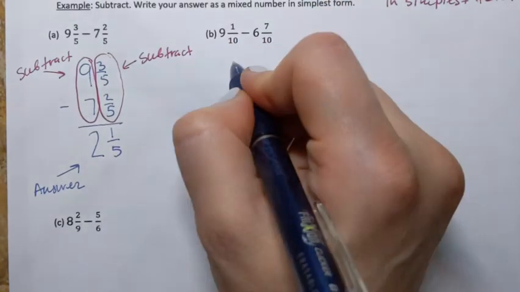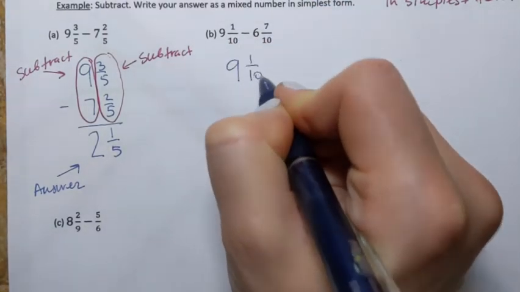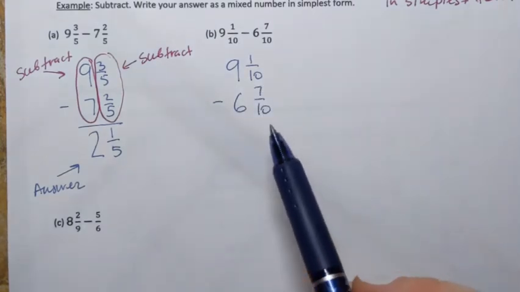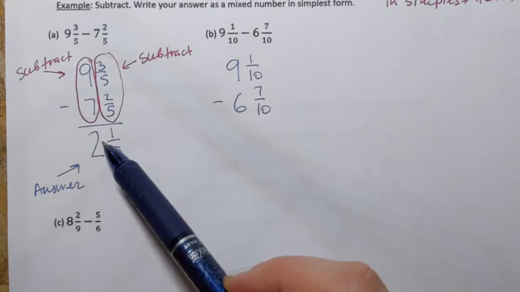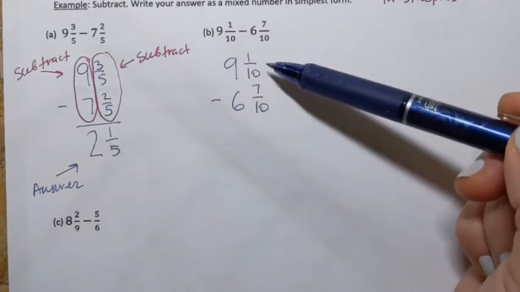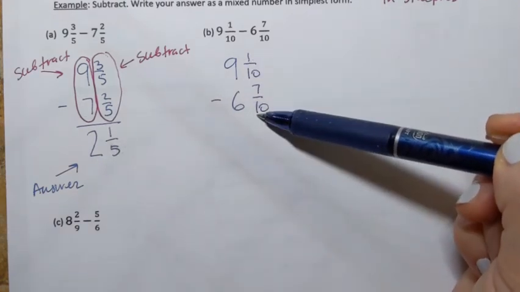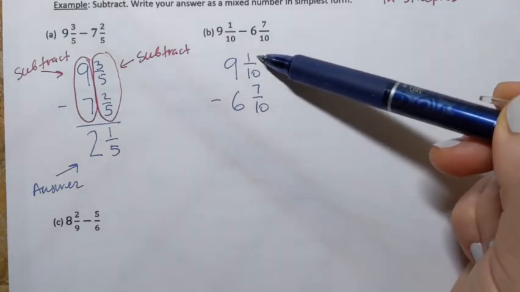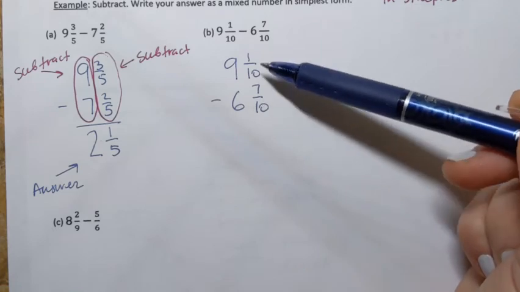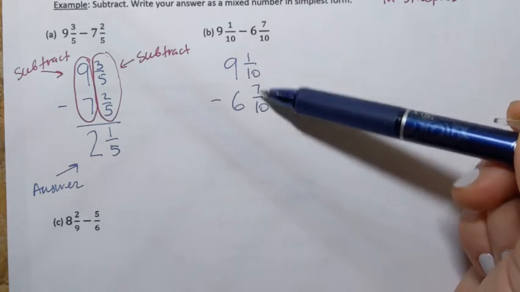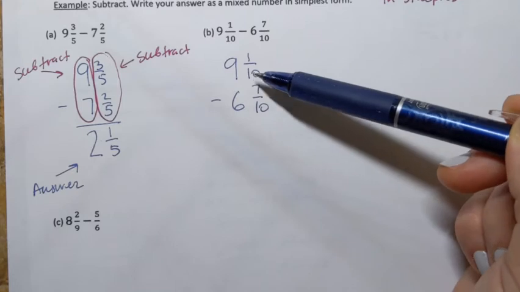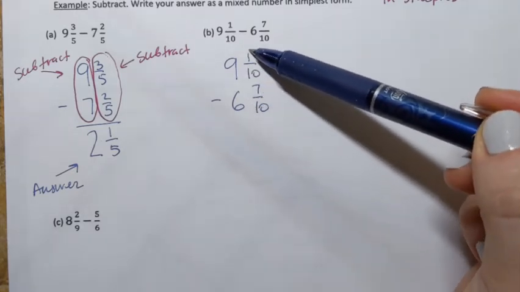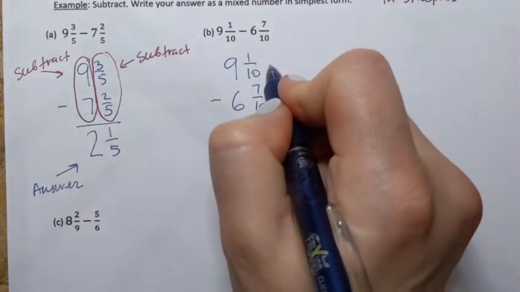Let me align the fractions. 9 and 1/10 minus 6 and 7/10. Let's see what we have here. Well, if we follow the same approach, then I need to start by subtracting fractions. But as I look at the fractions, I notice that I don't have enough in the first fraction to subtract the second one, right? I can't do 1/10 minus 7/10. I don't have enough here. When that happens, this is what we'll do. We'll need to increase this part. We need to kind of like grow this part. That will be the approach.